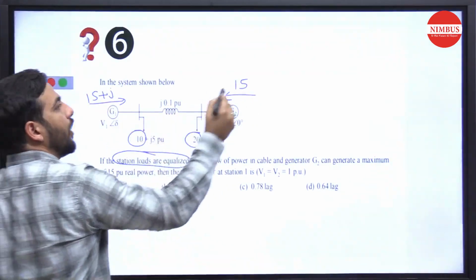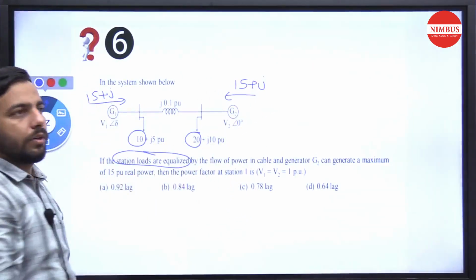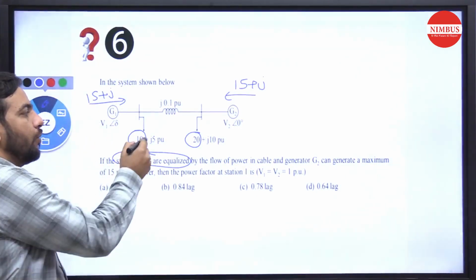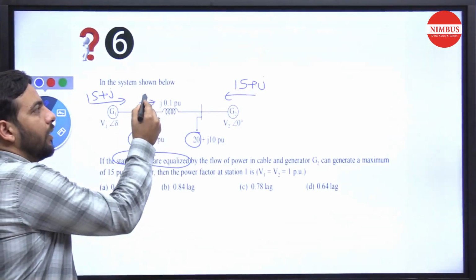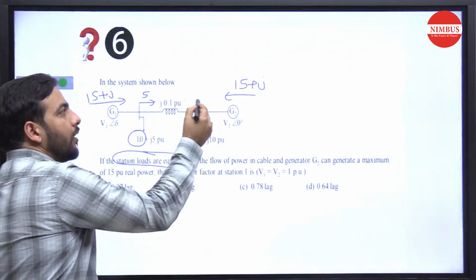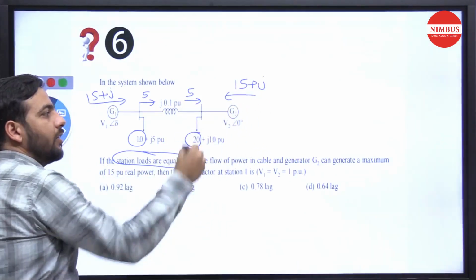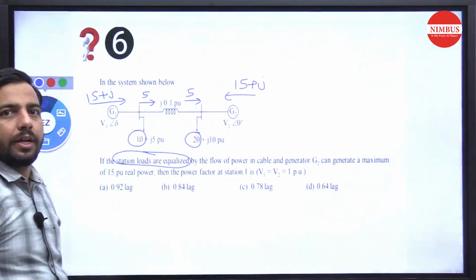Now we need to calculate Q. How will we calculate Q? First of all, tell me, from here 15 to 10, so how much will be here? 5. Here it is a lossless line, so 5 will be here, and 15 is here, so it will be total 20. It is equalized.